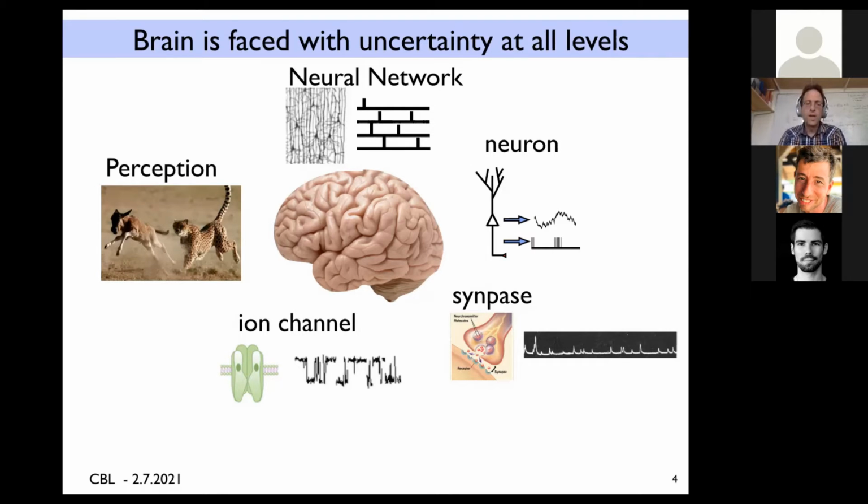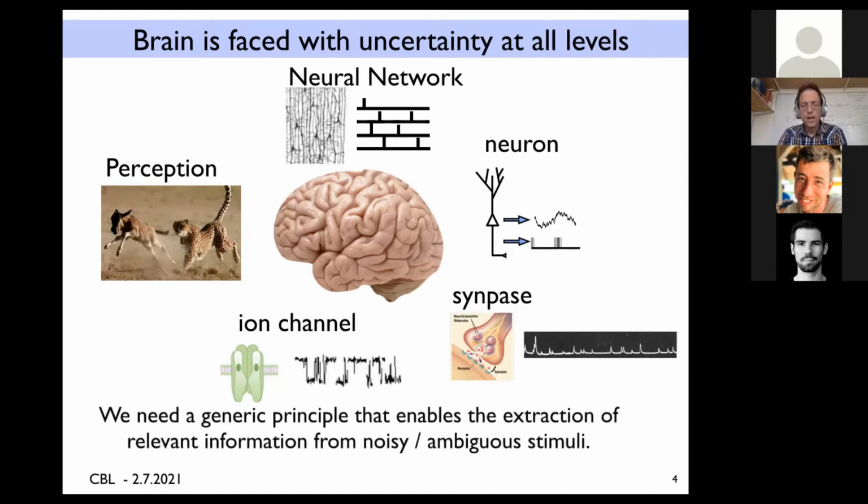So the question is, how can the brain face such uncertain environments, and even more, being built with unreliable elements, and yet perform robust computation? And this has been a driving question for me for a long time. And I think this calls for a generic principle that enables the extraction of relevant information from noisy or ambiguous stimuli. And there's a mathematical framework that can deal with this, which is called nonlinear filtering.